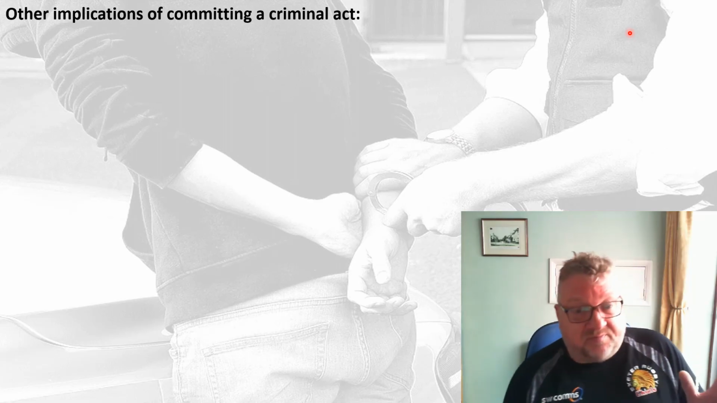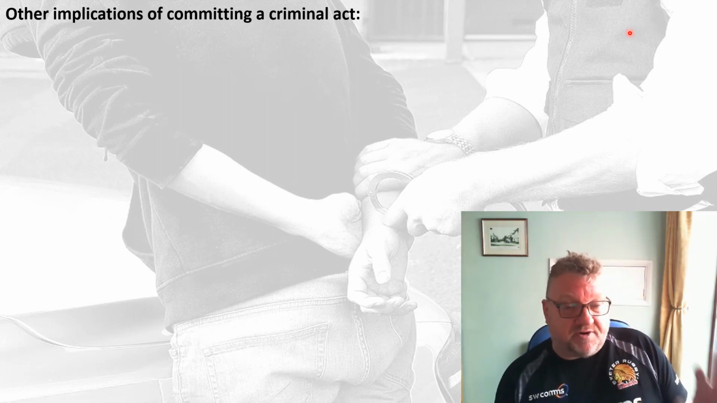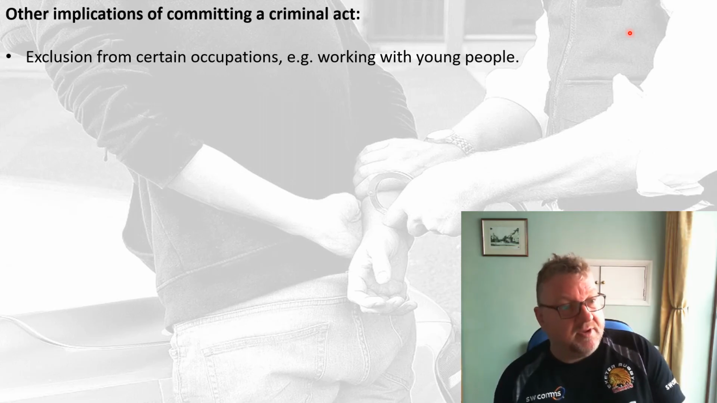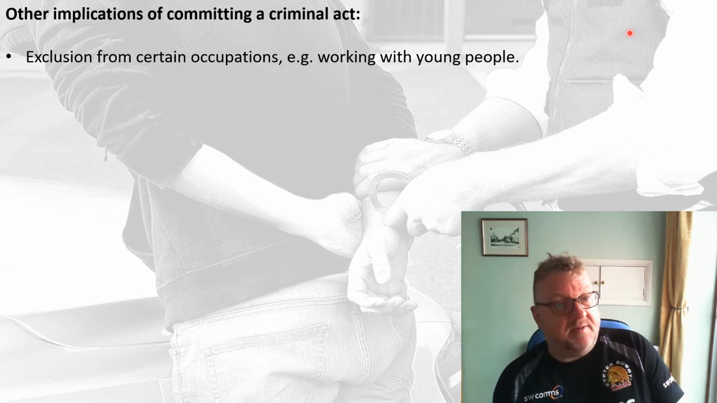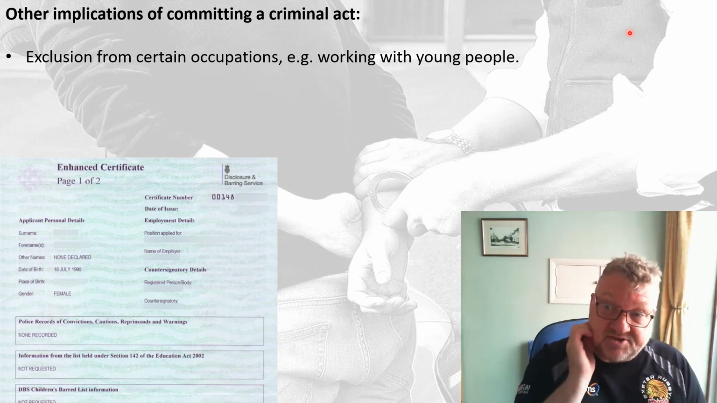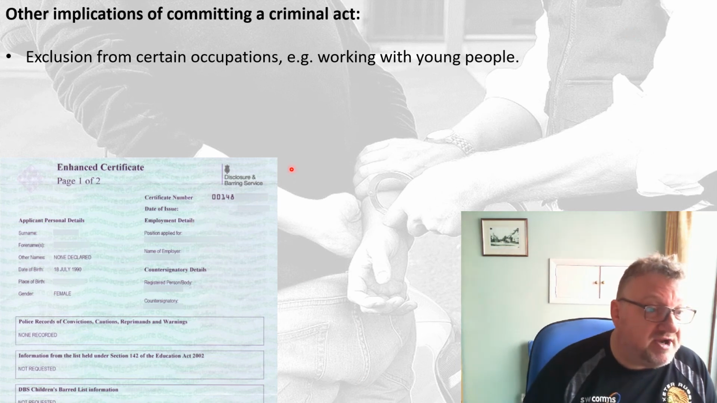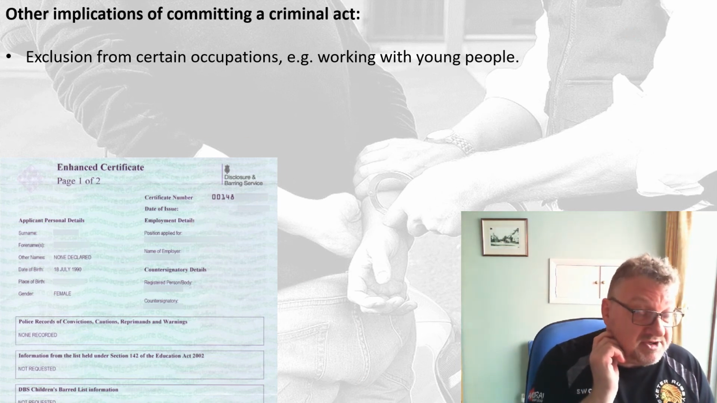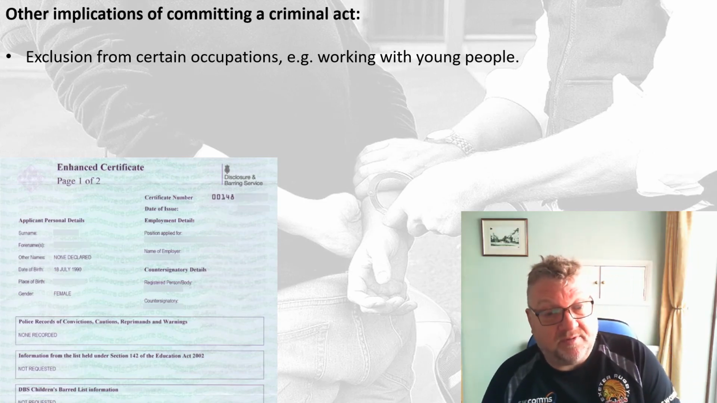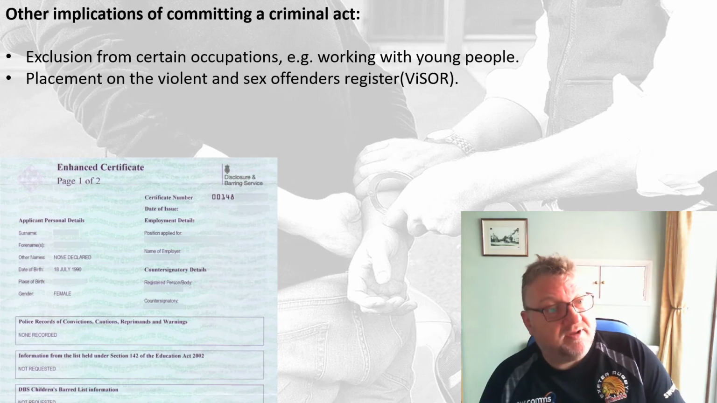Now, by now you should be quite clear of the definition of a crime, the definition of deviance, how the two can be similar and different at the same time. But what other implications are there of committing a criminal act? Well, if you are found guilty of a crime, you can be excluded from certain occupations, such as working for young people. So, for instance, all teachers have to undergo a disclosure and barring service check, a DBS check. So anyone that works with young people has to go through that. If you have committed any crimes related to young people, you will not be allowed to work with them. That check will show it.